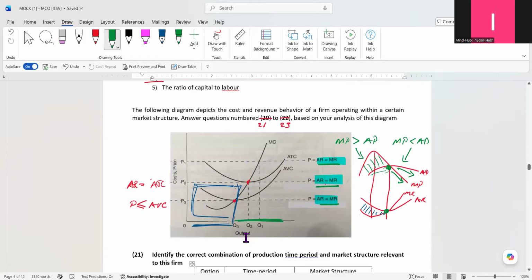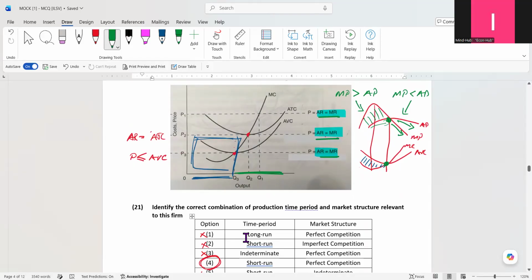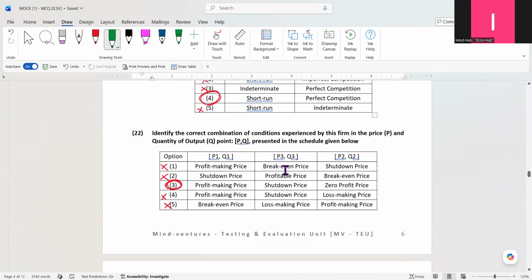Then P3, Q3. If you come to P3, Q3, they are not only making losses, economic losses definitely there, and they might even shut down if they go below P3. Okay, so that is the shutdown point. So then we can eliminate number 1. It's not break even. Number 5 we already eliminated. We have narrowed it down to number 3 or 4.